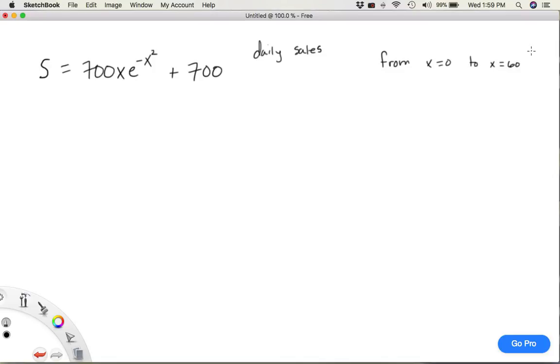Okay, so since this is business calculus, I'm going to assume that we're going to be using the integral definition of an average. So the average value of a function should be the integral from a to b of that function times dx, divided by b minus a.